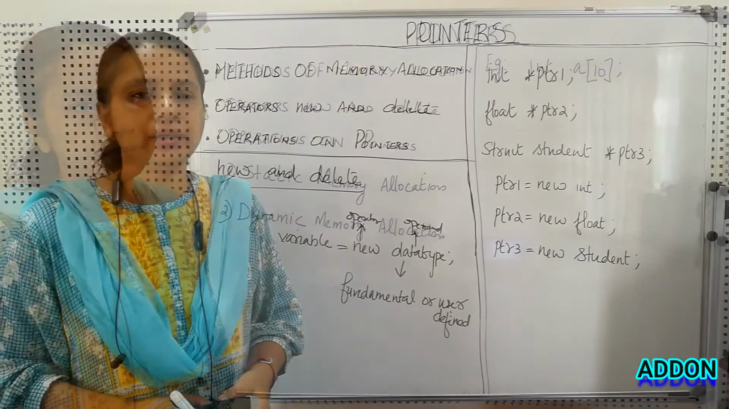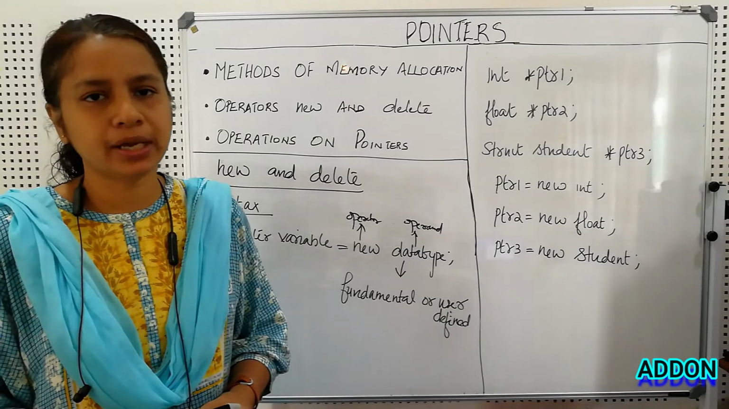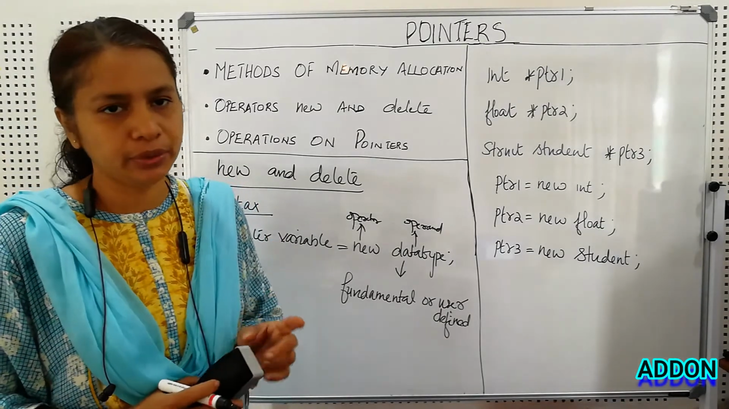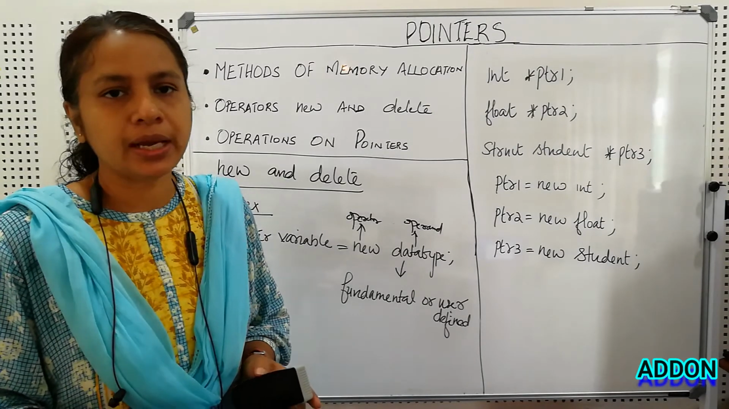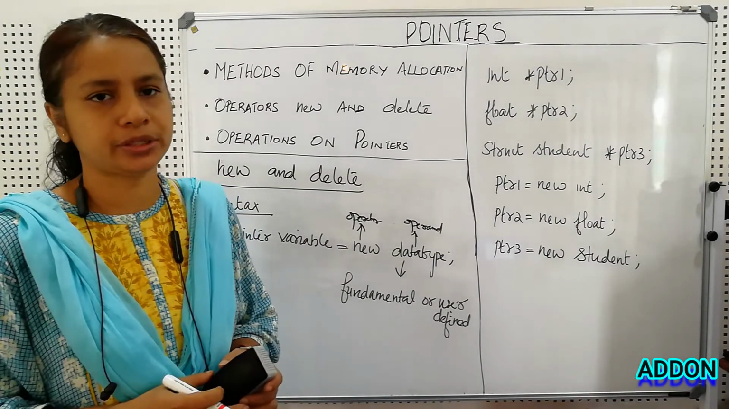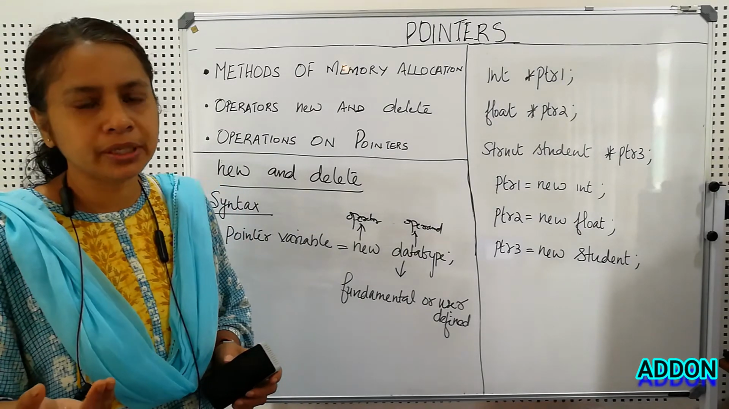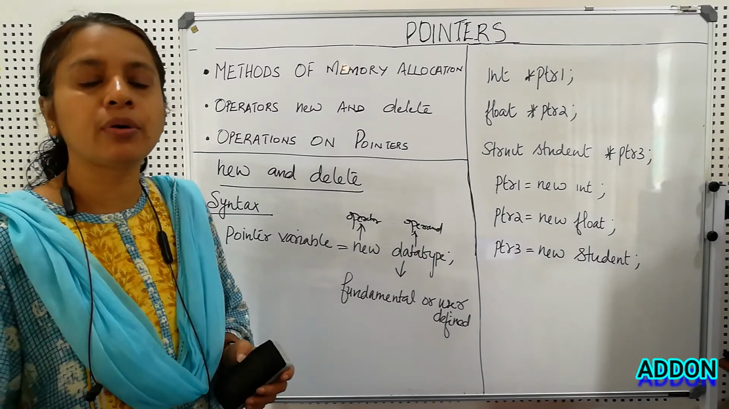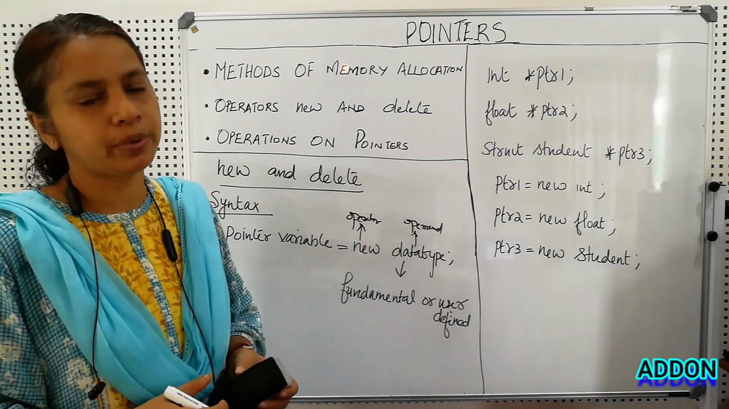Clear? Next we are going to look at which operators are used for memory allocation. Two operators are used for memory allocation. The first one is new and the second one is delete. New operator is used for memory allocation and delete operator is used for memory deallocation. So what do you mean by memory deallocation? Memory deallocation means the memory allocated using new operator is freed using delete operator.